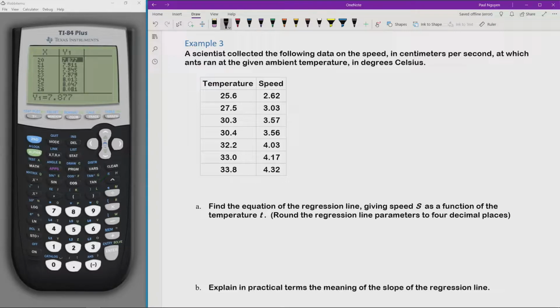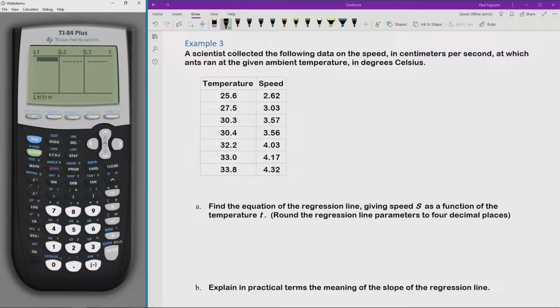Let's find the equation of the regression line and give the speed s as a function of the temperature t in degrees Celsius. We'll round the regression line parameters to 4 decimal places. So our first step is to input the data. We go to Stat, Edit, clear the existing data, and then input the variable first.